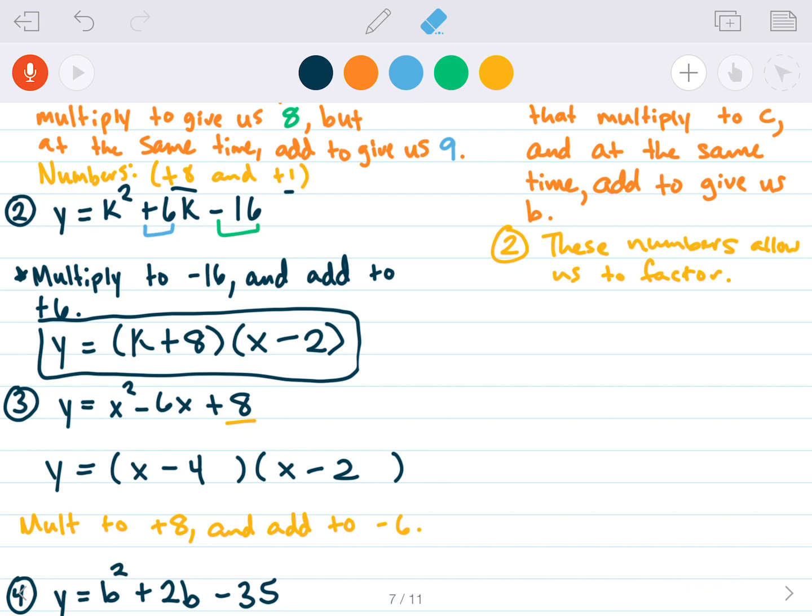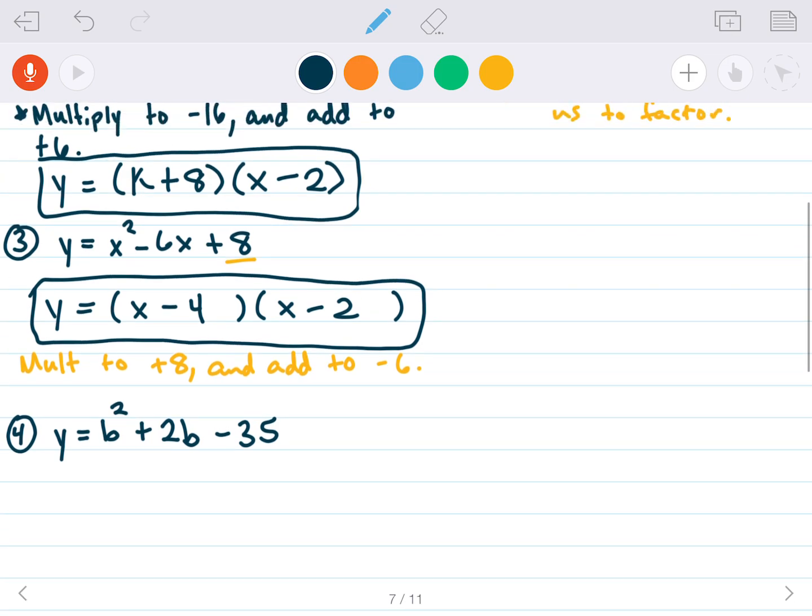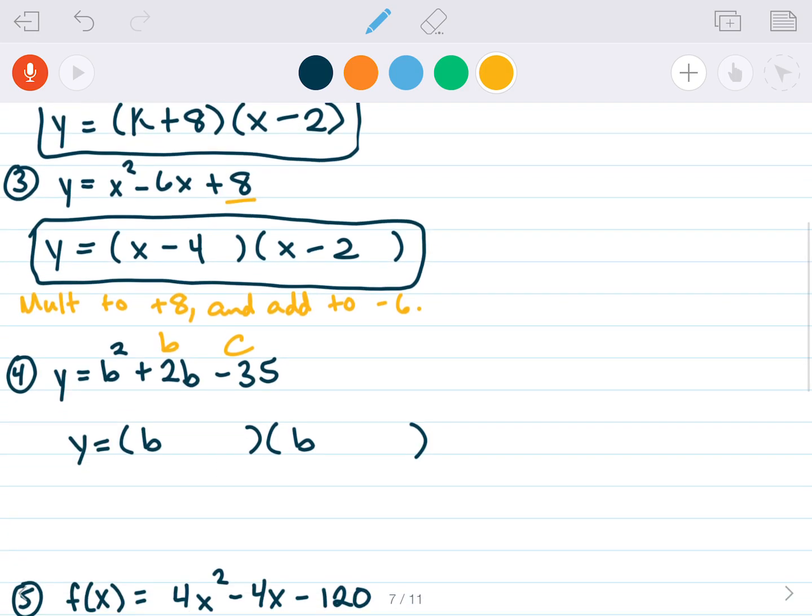Sometimes, if it helps, you can guess and check. But I think the easiest way to do it is to just find those missing numbers right off the bat. Okay, so let's look at this one. This time our variable is b, so the setup is going to be y equals b in one parentheses, b in the other. And we want the following. Our c is negative 35 and our b is 2. So we want to multiply to negative 35 and add to 2.